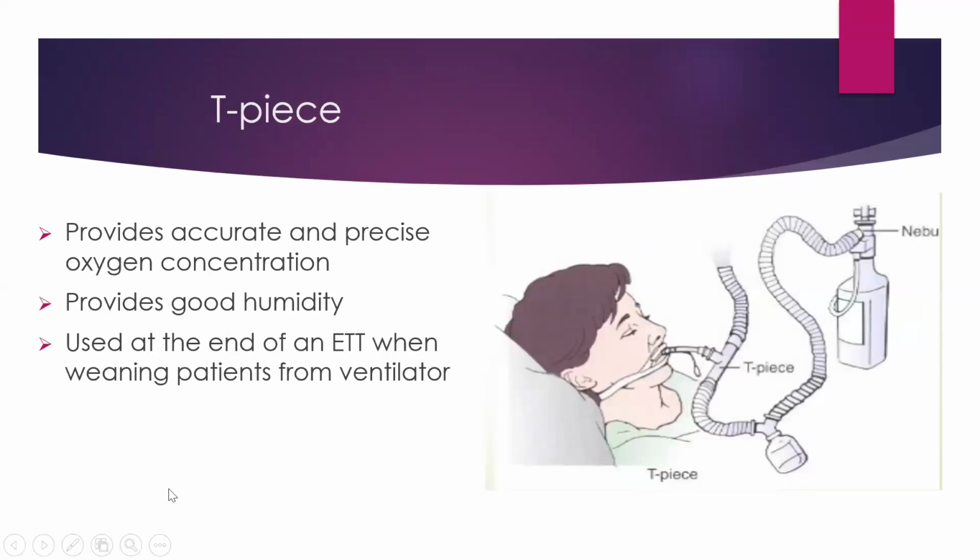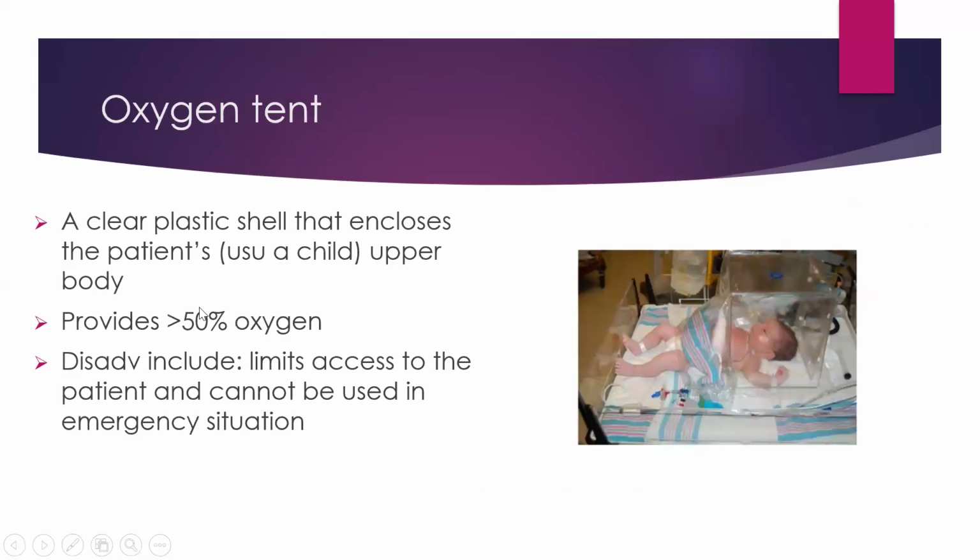The T-piece is also an example of a fixed performance oxygen device. It gives you accurate and precise oxygen concentration. A lot of times we use it to test for rapid shallow breathing index as we're trying to wean our patient off the ventilator. It's attached to the end of an ETT when you're weaning your patient from the ventilator. This is very important and very good as a weaning technique.